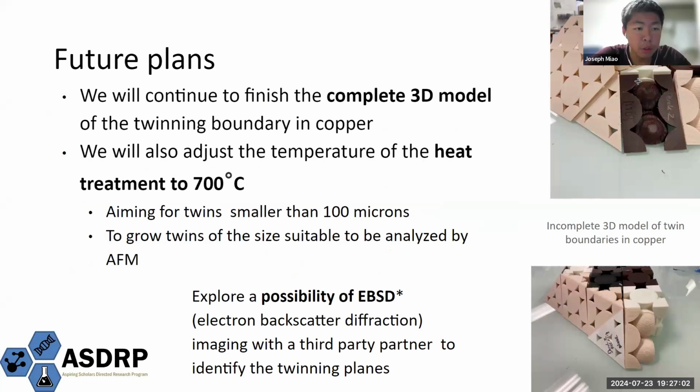For future plans, we will first continue to finish the complete 3D model of our twinning boundary in our copper samples. We will also adjust the temperature of the heat treatment to 700 degrees because we're aiming for twins smaller than 100 microns, and we're also looking to grow twins of the size suitable to be analyzed by the AFM. We're also exploring a possibility of using the EBSD, which is the electron backscatter diffraction, with a third-party partner to identify the twinning planes.